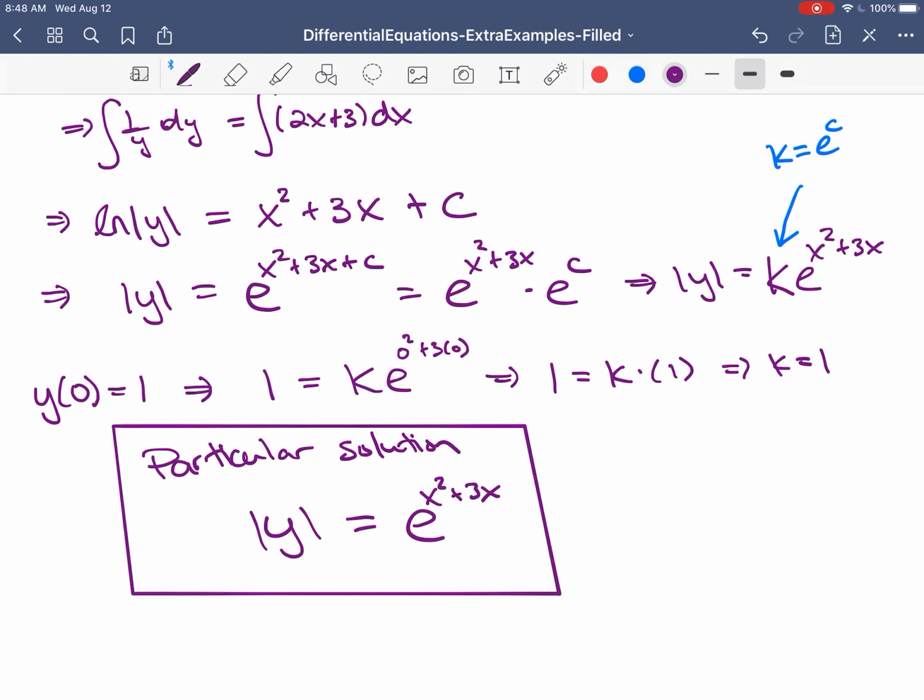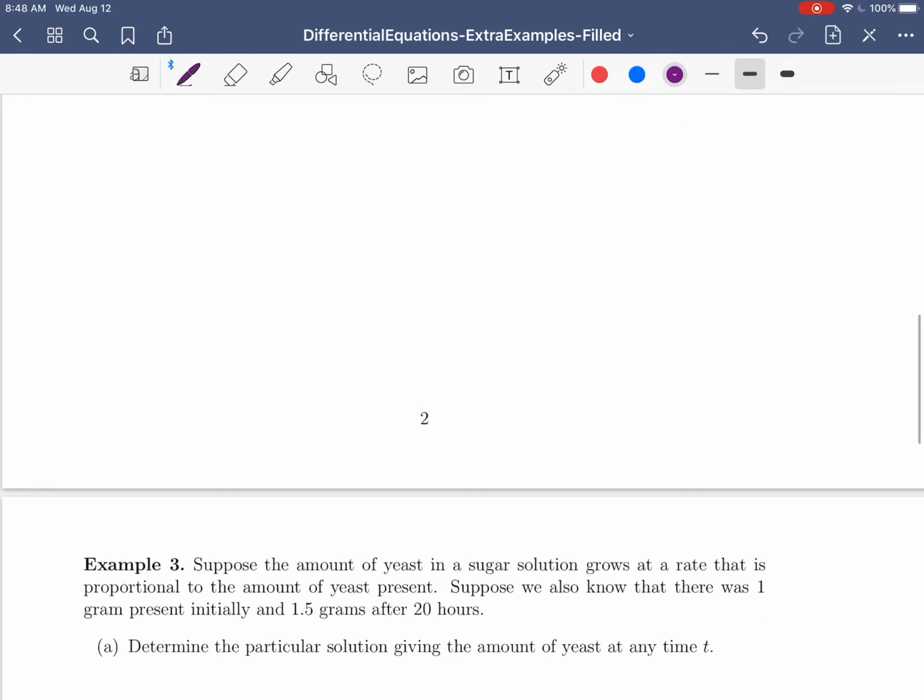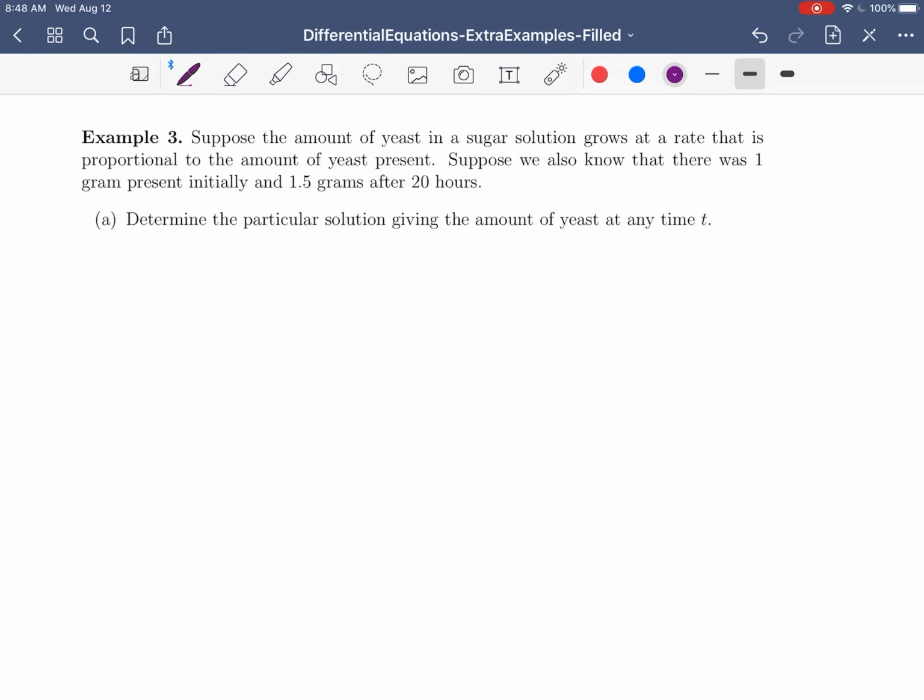Okay, let's try a word problem. So, suppose that the amount of yeast in a sugar solution grows at a rate that is proportional to the amount of yeast present. Okay, so it grows at a rate that's proportional to the amount present. And we know that there was 1 gram initially and 1.5 grams after 20 hours. So let's determine the particular solution for this. This is a differential equation.